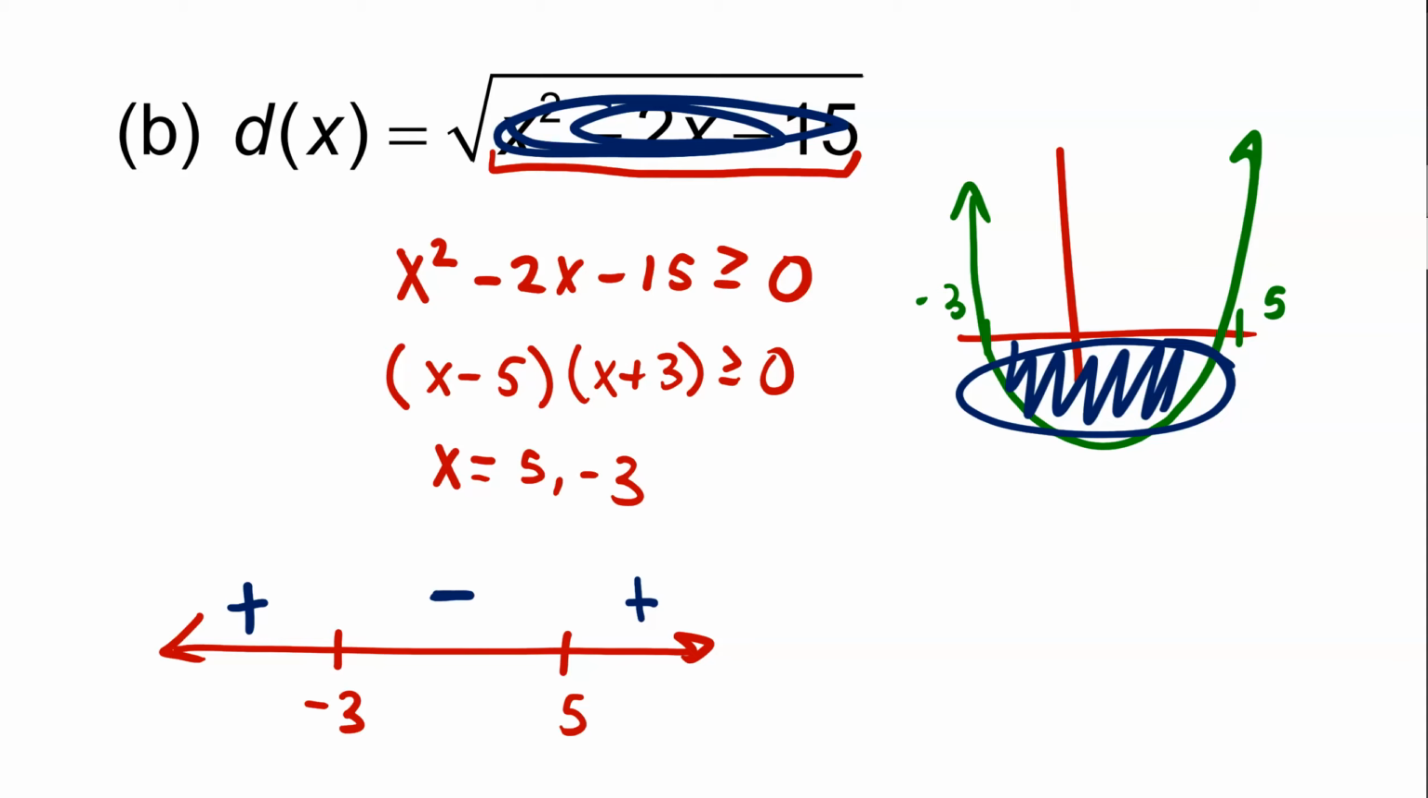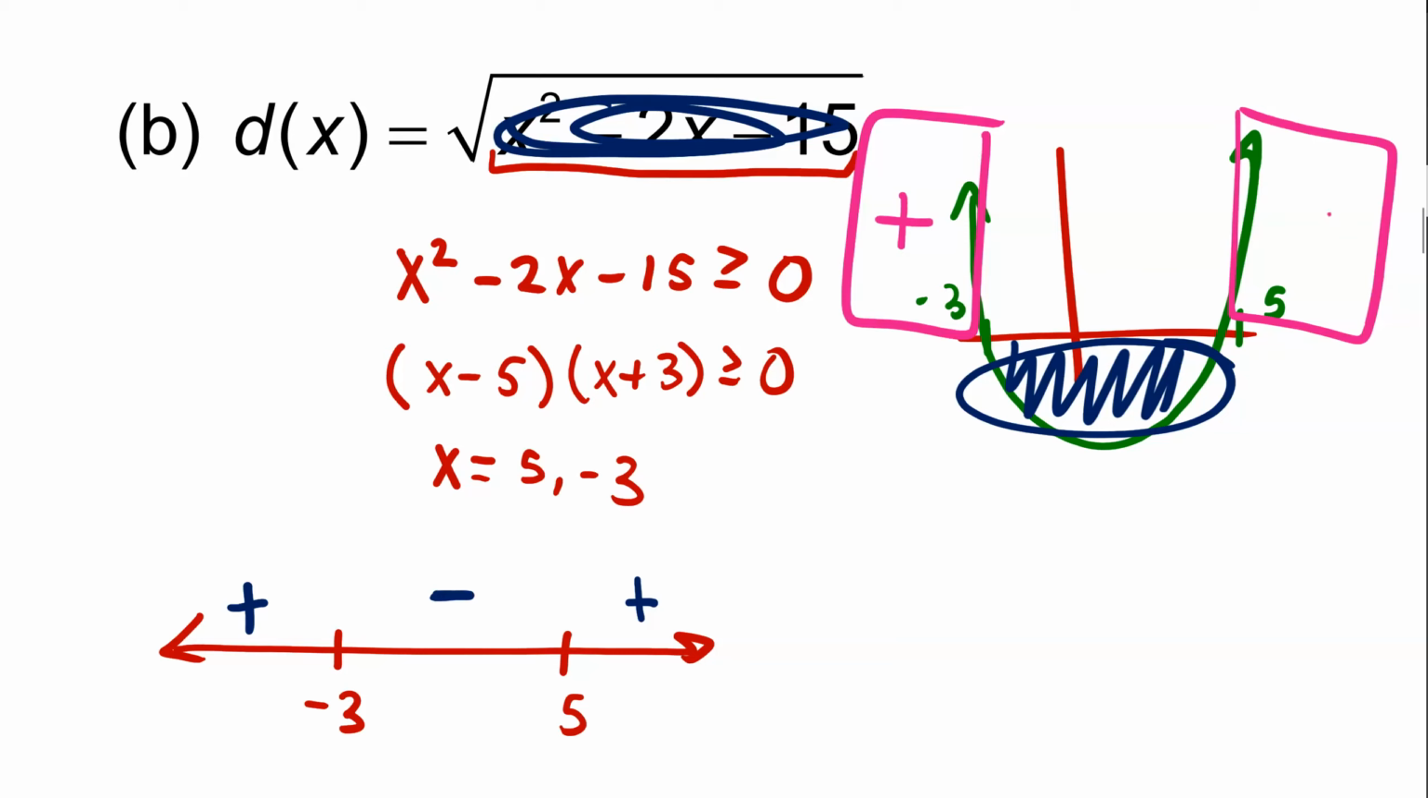So I only want to include the numbers that are greater than 5 or less than -3, because that would give me a positive number, and whenever I plug in that x value, it would make this whole thing under the radical positive.